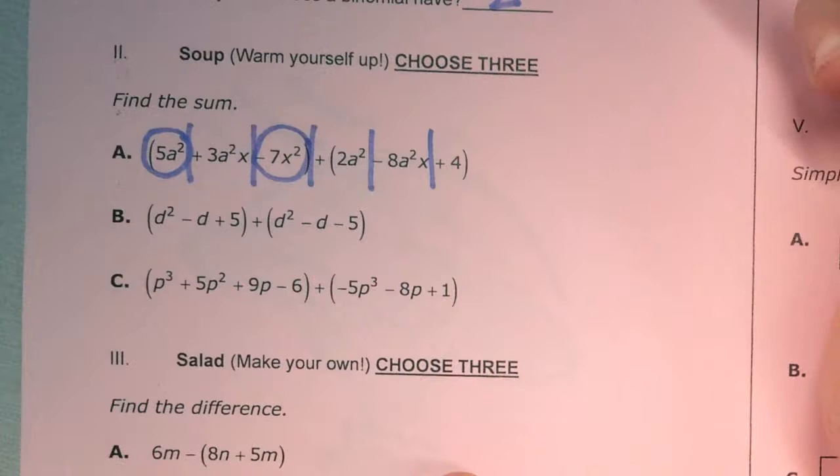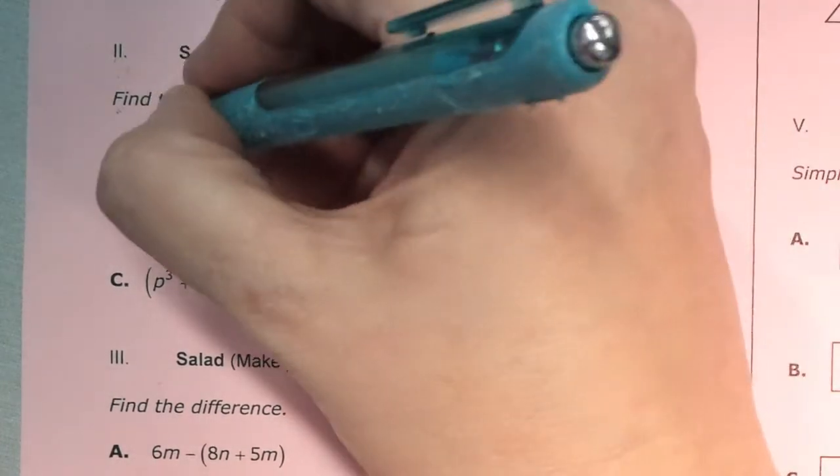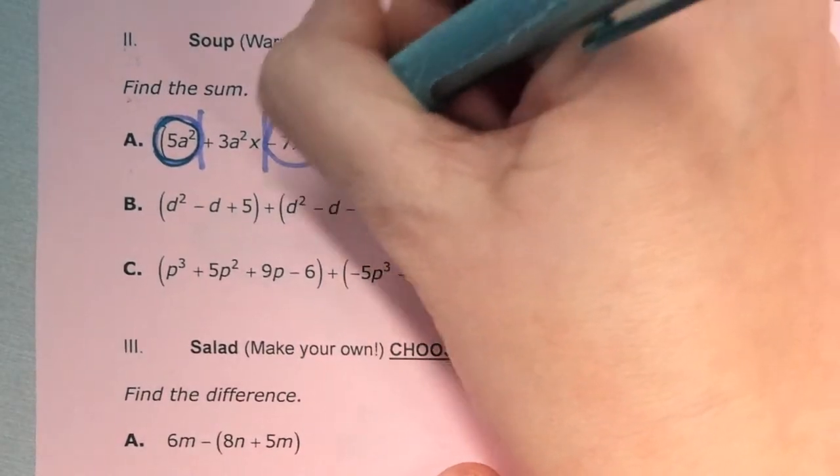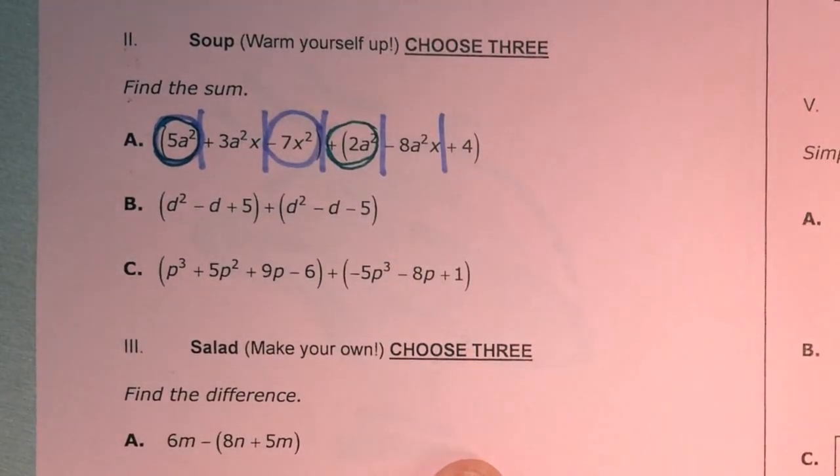Okay, let's start over again. We're going to circle all the a squareds with this blue pen because I messed up. So then this is an a squared. Are there any more a squareds? Yes.